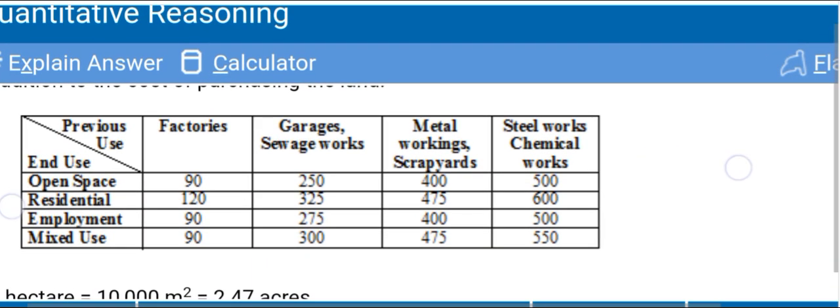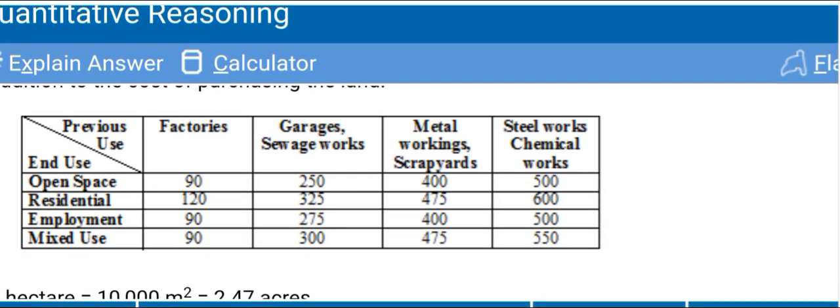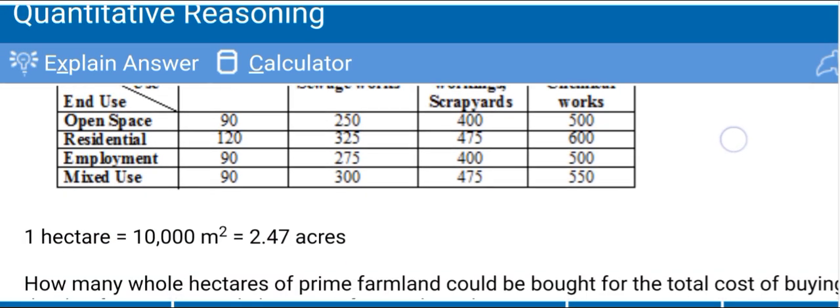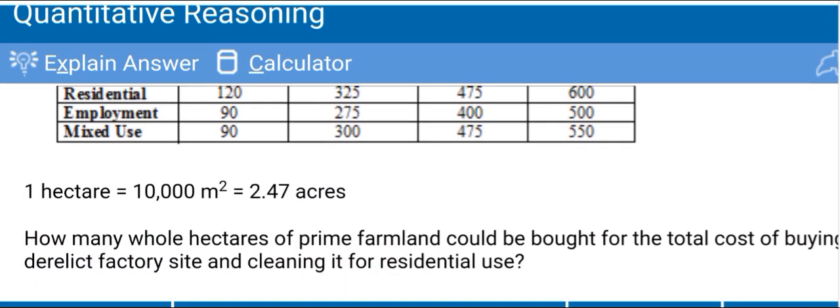So here we have this table: previous use, factories, garages, sewage works, metal workings, scrap yards, steel works, chemical works. Previous use or rent use, you can say open space, residential, employment, and mixed use. Okay, then 1 hectare equals 10,000 meters square equals 2.47 acres.